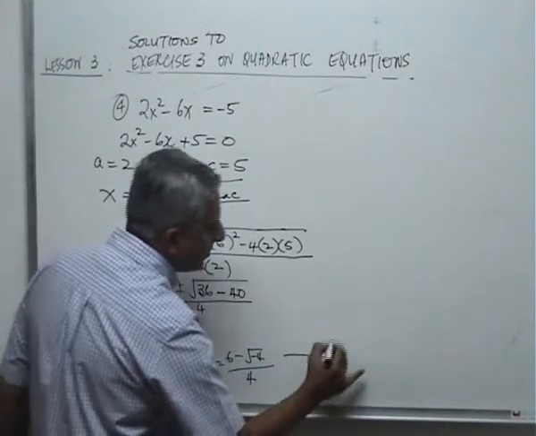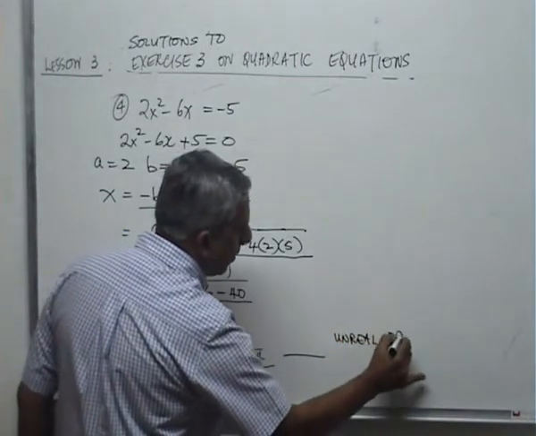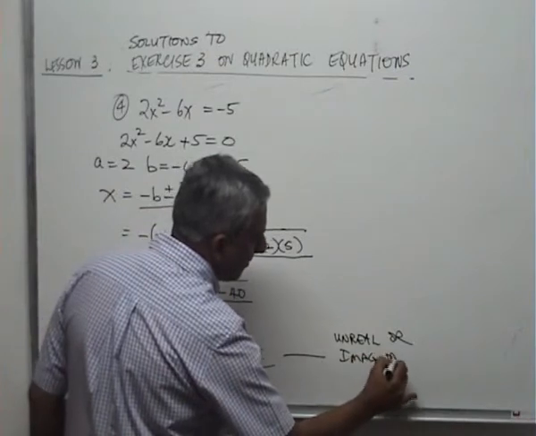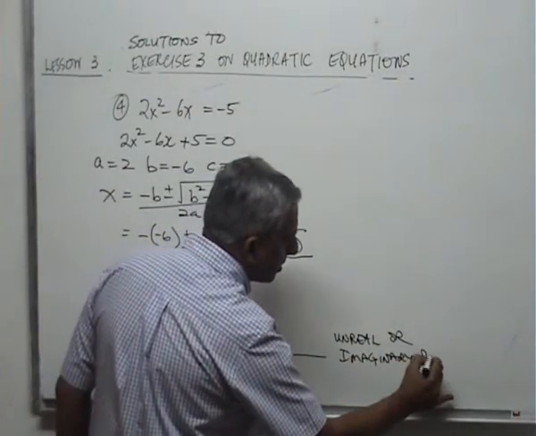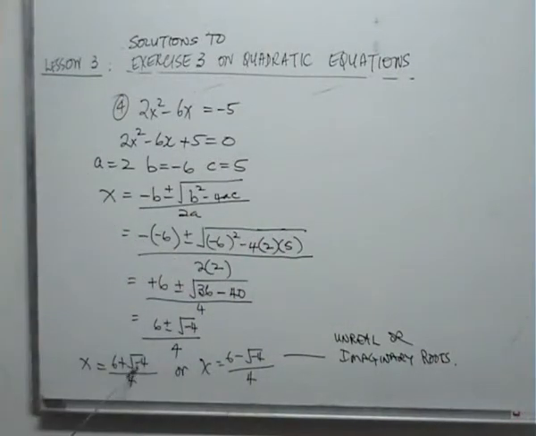This is a case of unreal or imaginary roots. So, because we're getting a negative number under the square root sign, we say that the roots are unreal or that the roots are imaginary. Now remember, the word roots and solutions means the same.